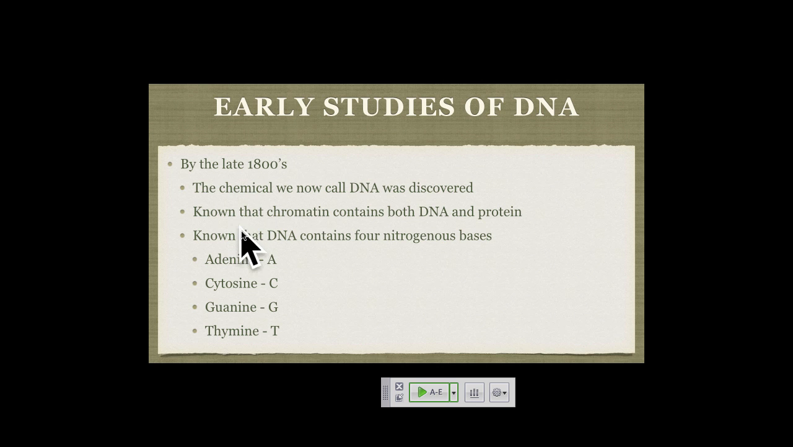So what was known as late as the 1800s, biochemically, and people were looking at eukaryotic cells, so they were looking at chromatin, because they're looking at it under a microscope. They knew that this chromatin, these chromosomes, was about 50% DNA and 50% protein. It was also known to contain these four nitrogenous bases, adenine, cytosine, guanine, thymine, which we just all know as A, C, G, and T. So biochemically, that part was known.